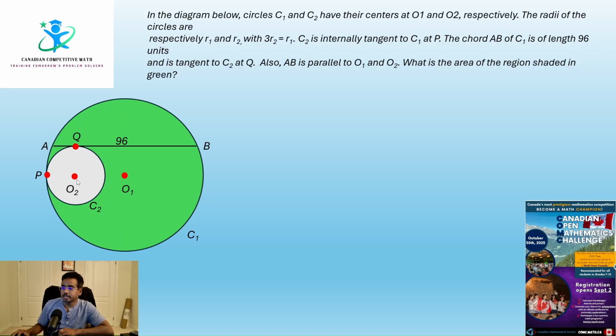the line joining the centers of circle C1 and circle C2, which are O1 and O2, is parallel to line AB. We also have a constraint on the radius. The radius of the bigger circle C1 is 3 times the radius of the smaller circle C2.